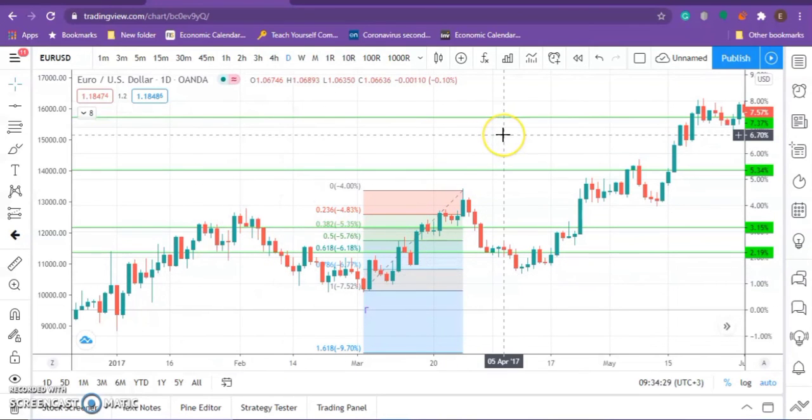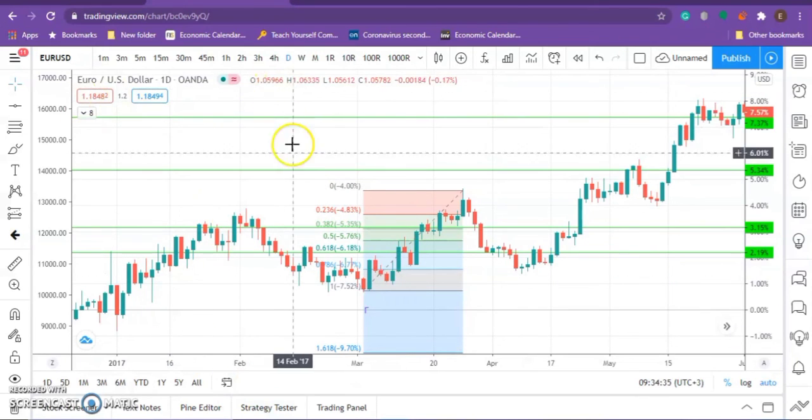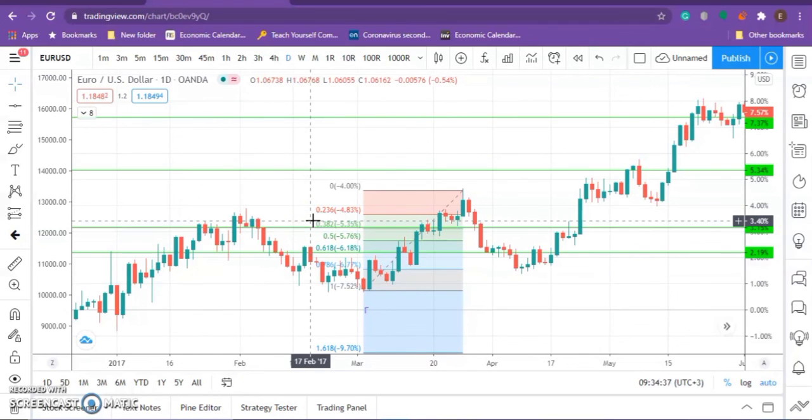So this is the Fibonacci retracement tool. We are going to look at more of the Fibonacci tools and how we use them to trade, how we use them to make our entries, and how we use them to make our exits. How you can also use them to set your take profit and also your stop loss. So for now, that's the end.